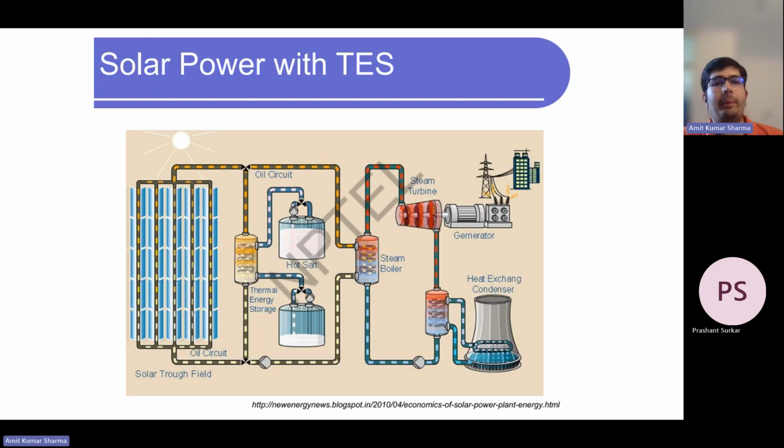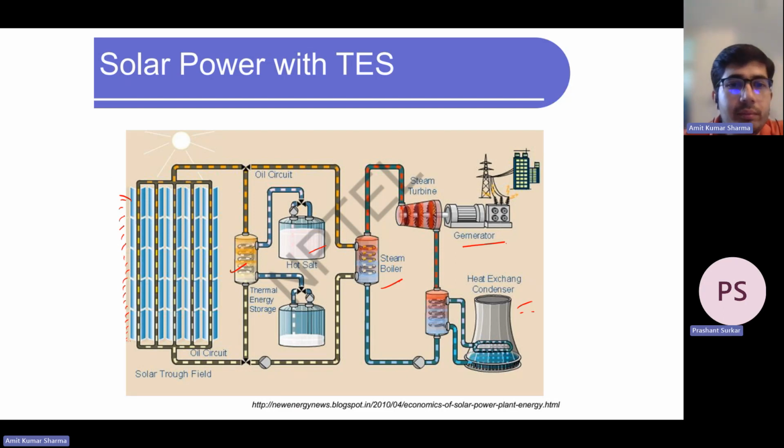So the next is solar power with thermal energy storage. In this, we can use solar power and store thermal energy. Here we can see some solar plates, an arrangement from where we can tap the solar energy. There are pipes and the whole piping connections. There is thermal energy storage, a heat exchanger, then hot salt, then the steam boiler, then the steam turbine, where we are generating electrical energy, then again a heat exchanger.